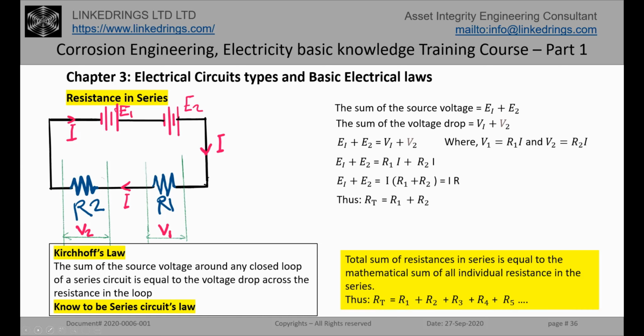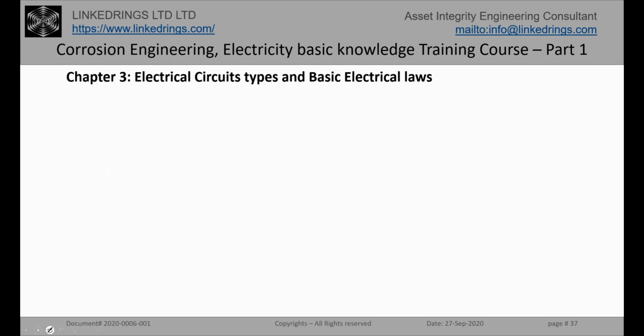What if I have many electrical resistances connected in series? The same thing. The R total will equal the summation of the resistances. Total sum of resistances in series is equal to the mathematical sum of all the individual resistances in series. Easier. So it's very nice to see electrical resistance in series, but this doesn't always happen.